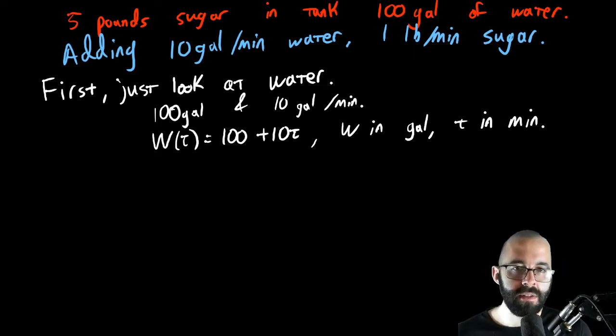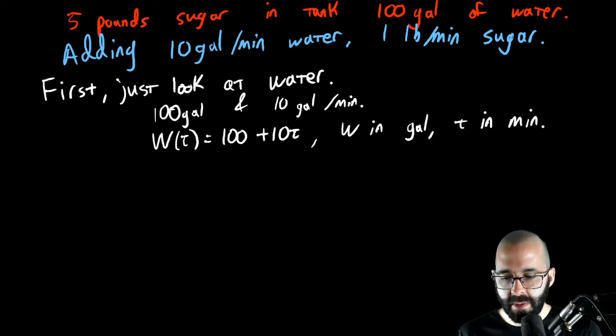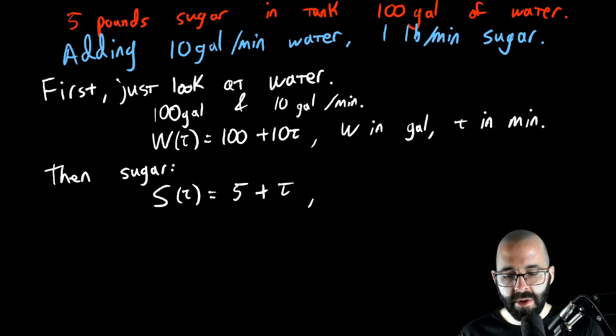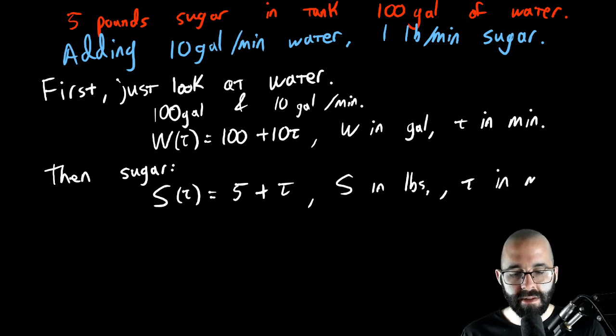Pause the video, write down what you think the equation is going to be for sugar. What you should have gotten is sugar, let's call it S, capital S. Well, we started with 5 pounds of sugar, and we're adding 1 pound of sugar every minute. So S is going to be in pounds, and again, t is in minutes.